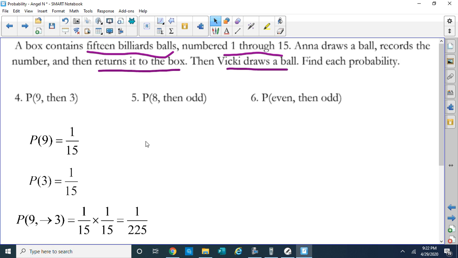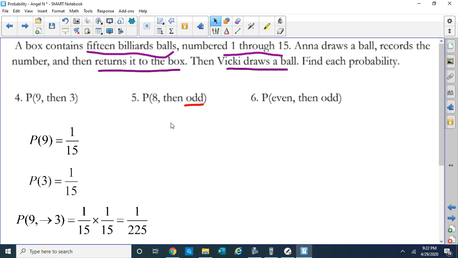All right, so let's look at number 5. I want to look at number 5 a little more closely because it says probability of getting an 8, but then an odd. What do you mean, odd? I assume they're talking about an odd number. So odd number. Well, we know that there's one 8, but an odd number.